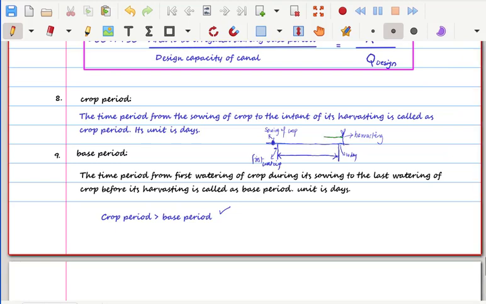This is crop period, right? From sowing to harvesting. And what is the base period? Base period is from the first water you give after sowing to the last water you give before harvesting. So this base period is shorter as compared to crop period. This is the important point you need to remember. Many times in various exams, multiple choice questions, we get this point: either the crop period is greater than the base period or the base period is greater than the crop period. So this is the reason that the crop period is greater than the base period.